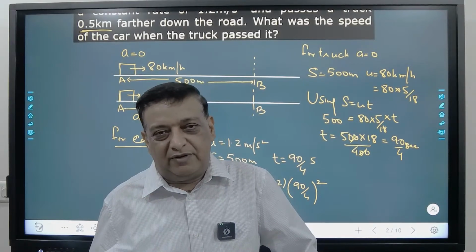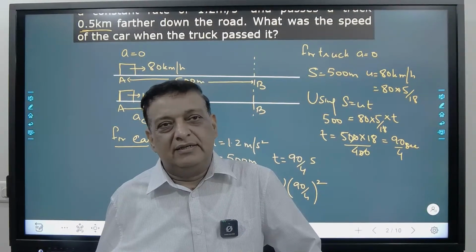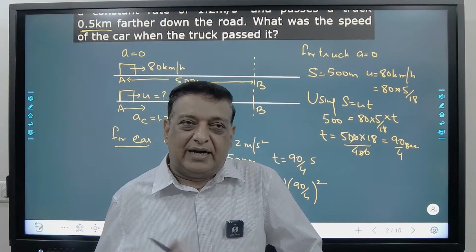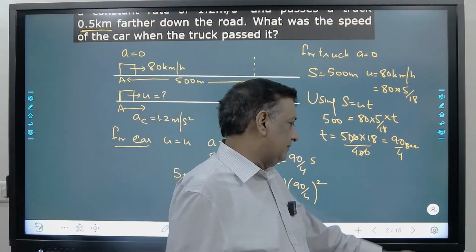Because the initial point we take is the point where the truck overtakes the car, and the final point is where the car overtakes the truck. So whatever is the distance traveled by the truck, the same will be the distance traveled by the car.